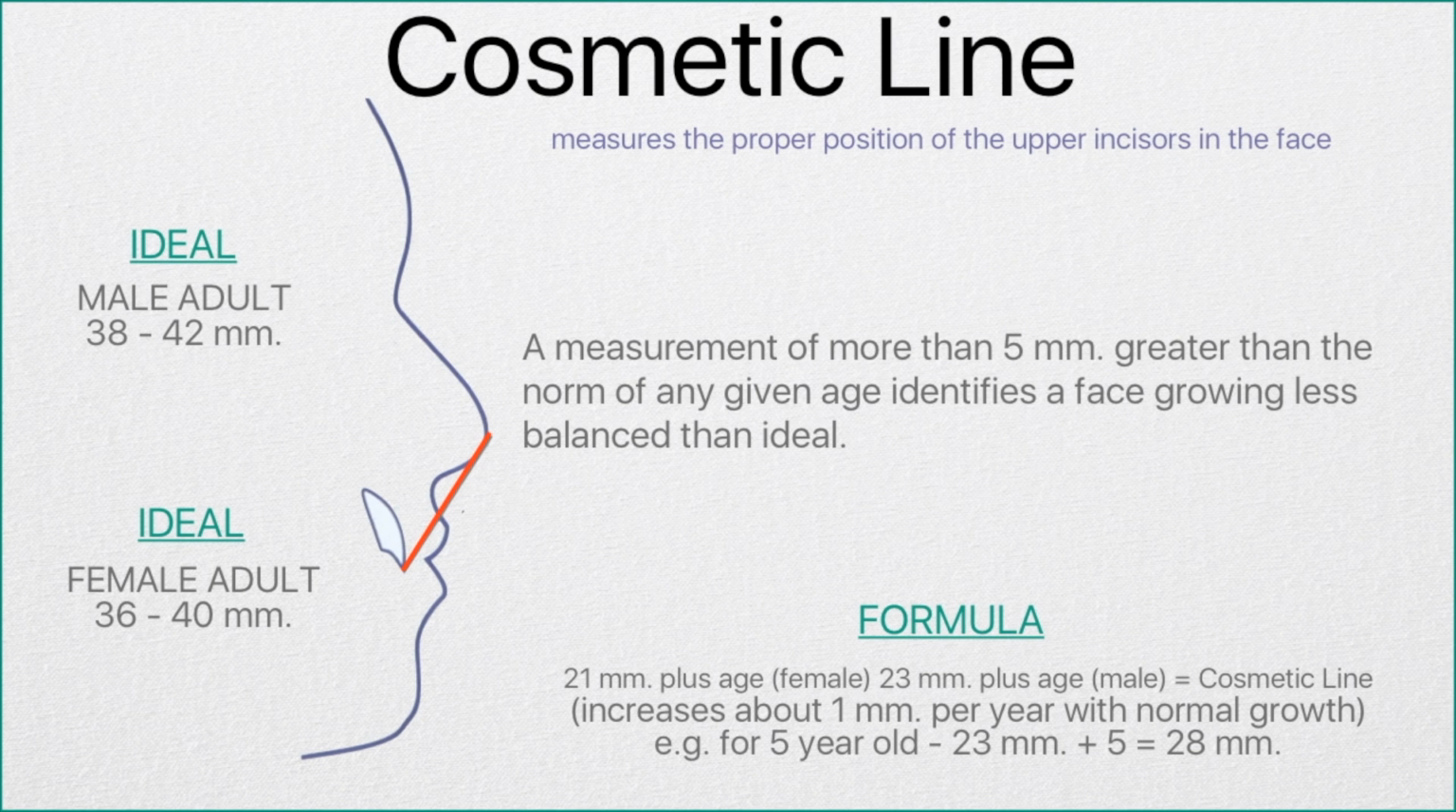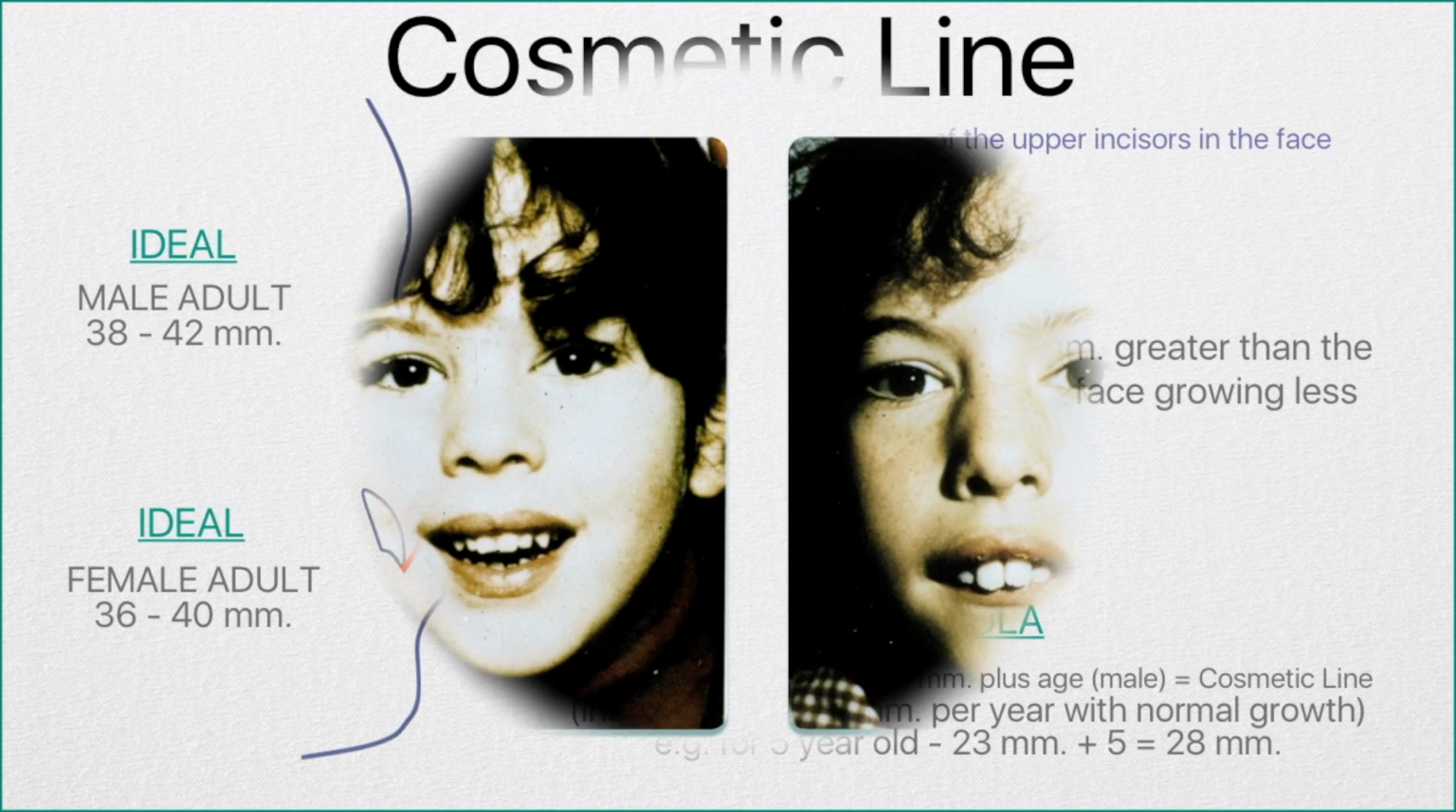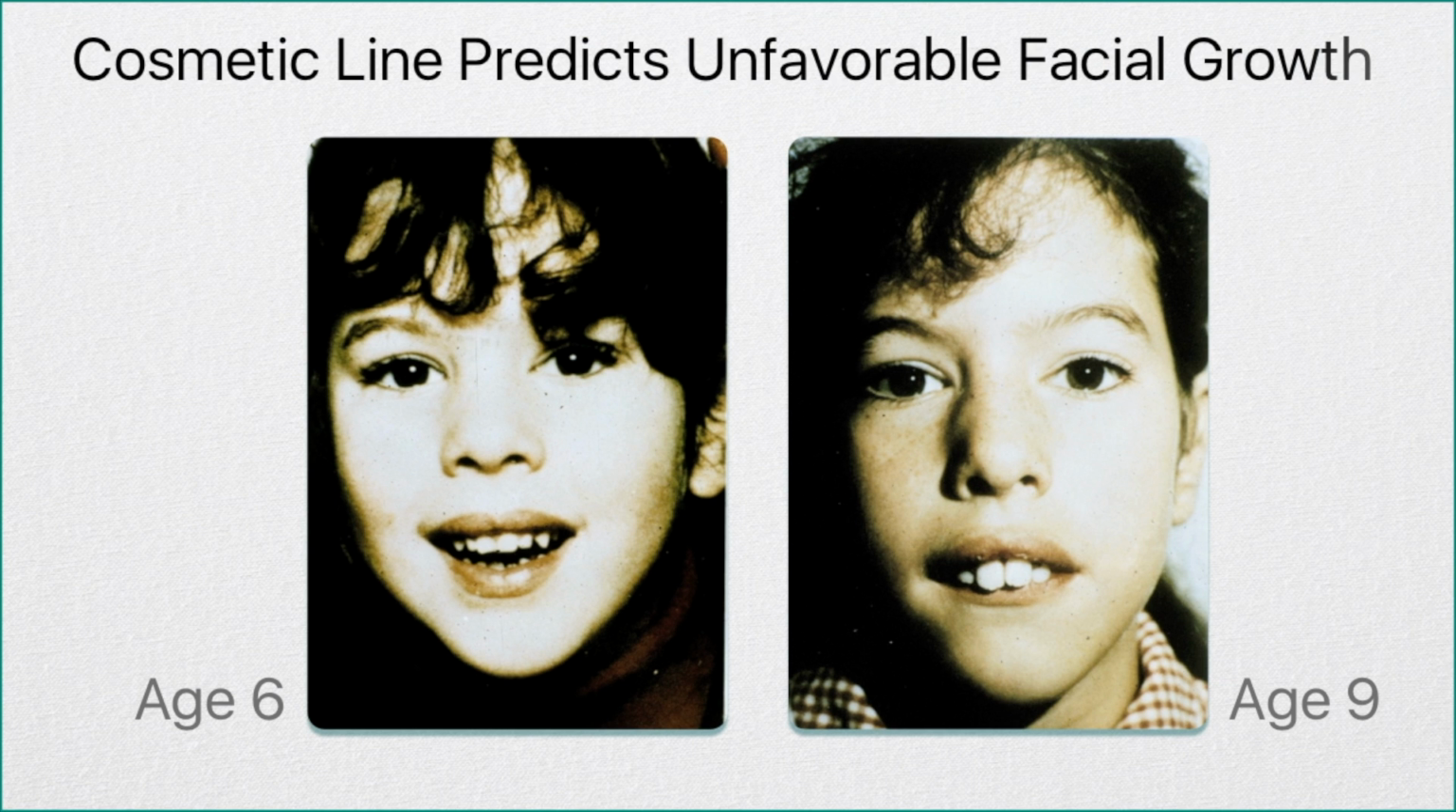A measurement of more than 5 millimeters greater than the norm at any given age identifies a child's face that is growing less balanced than ideal. And those are the ones that we want to treat orthotropically to develop their faces forward to get better facial balance and better airways. So let's apply it to some children here.